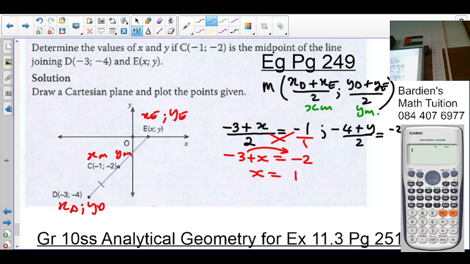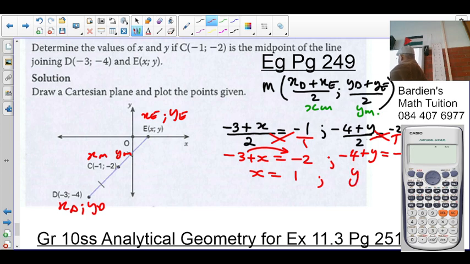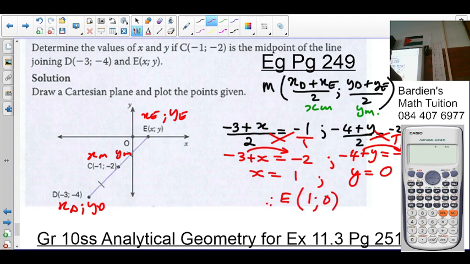Okay. And on the other end, again we cross multiply here. So negative 4 plus y times 1, negative 4 plus y. 2 times negative 2, negative 4. So y is equal to negative 4 plus 4. Therefore, E will be 1 and 0.